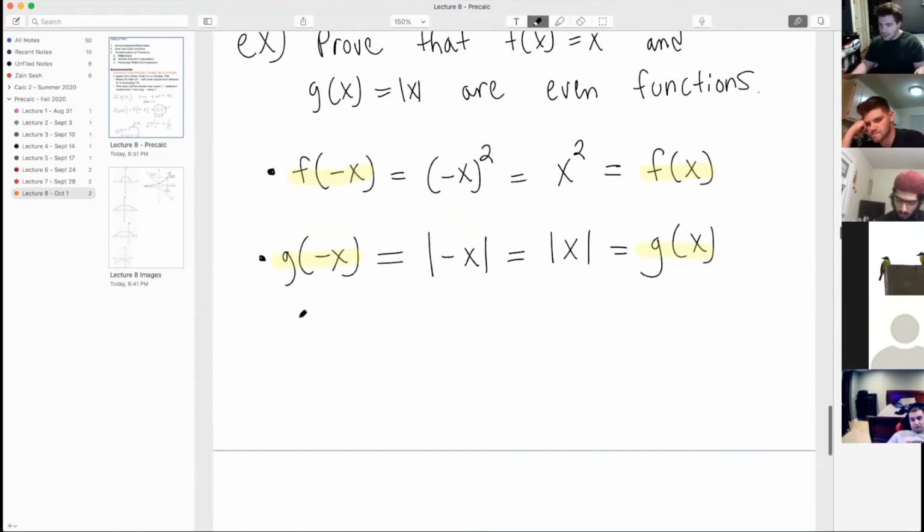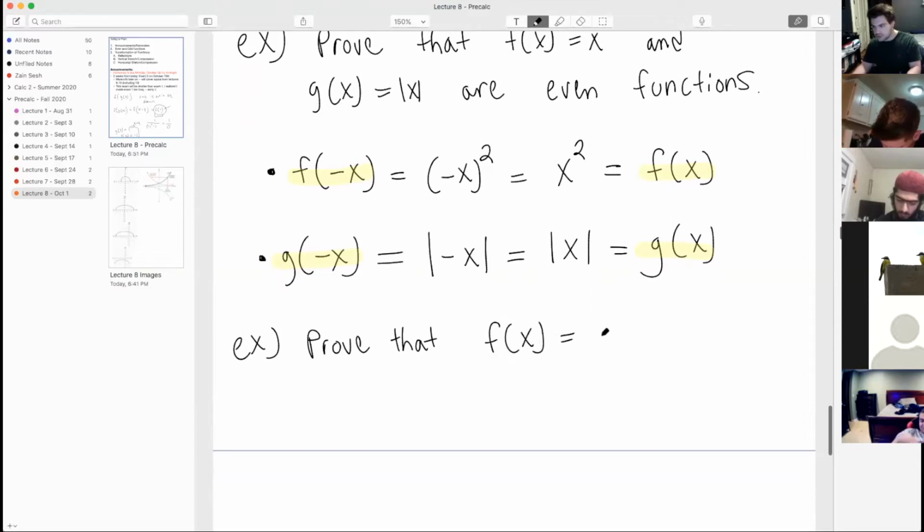All right, and now let's do one for odd. Prove that f of x equals x cubed plus 2x is an odd function.